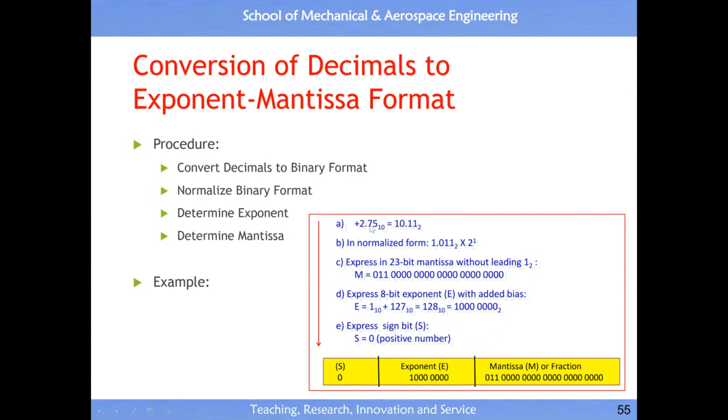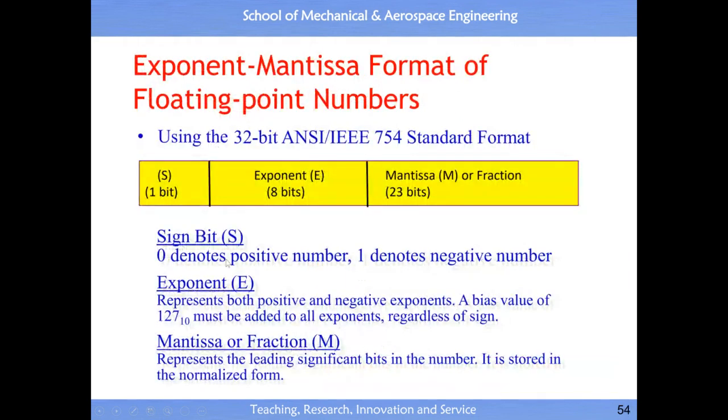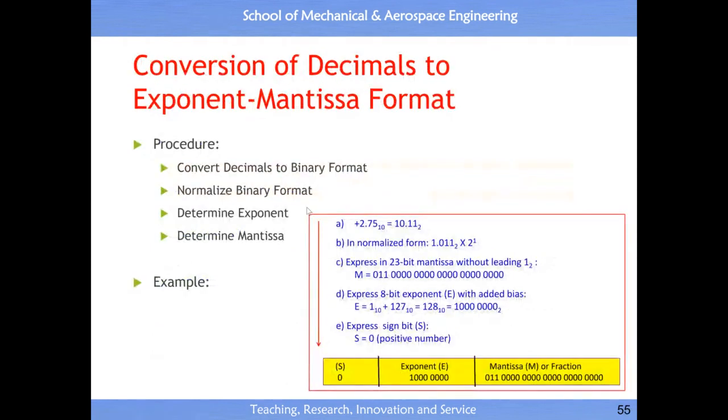Here I just show you an example. The procedure is, first, we must convert decimal into binary format, because we use this to represent the integer part of the binary number and the fraction part of the binary number. This is an invention by researchers. Convert the binary number, then normalize the binary number. Normalize means just write the binary number in the form of a fraction times exponent.